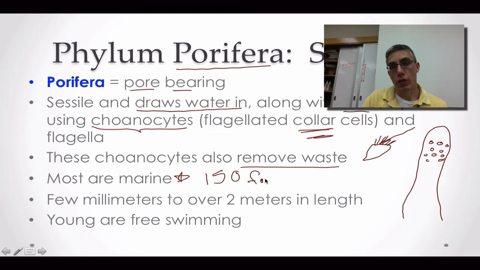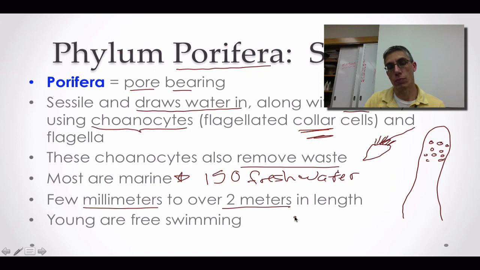Now most sponges, or most members of this phylum, are going to be marine, but there's actually about 150 freshwater sponges out there, and there's even a few that are considered brackish water. Now brackish is going to be like a combination between fresh and salt water. They tend to range from about a few millimeters to almost 2 meters in length. So there's a big difference in size with the sponges. Now even though sponges tend to be sessile, stationary for most of their life, the young are considered free swimming. So when these animals reproduce and produce young, they're going to be free swimming for a short period of time, and that's the way they're going to distribute themselves throughout their environment.